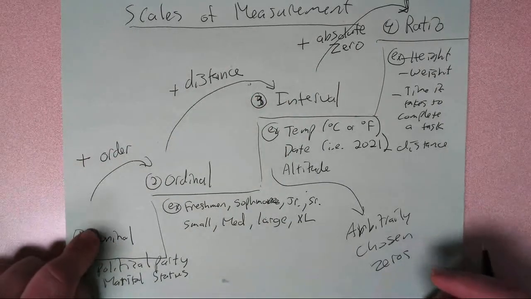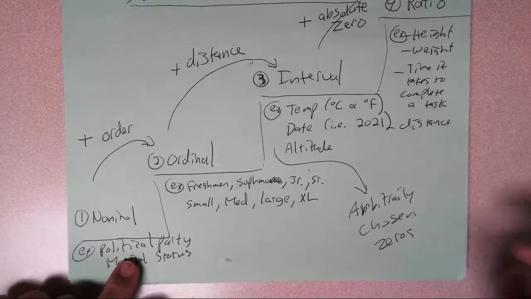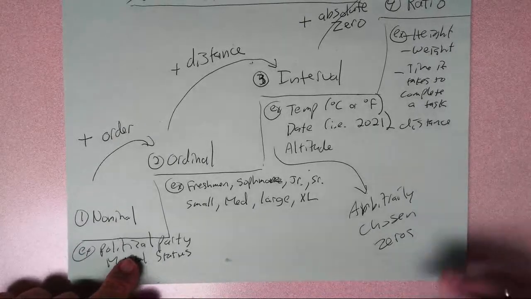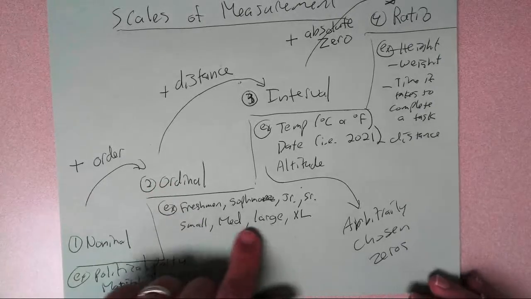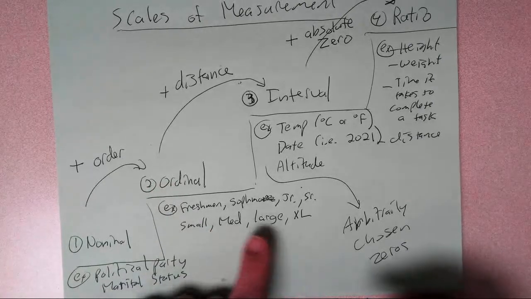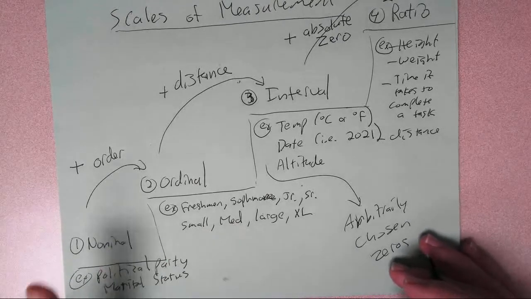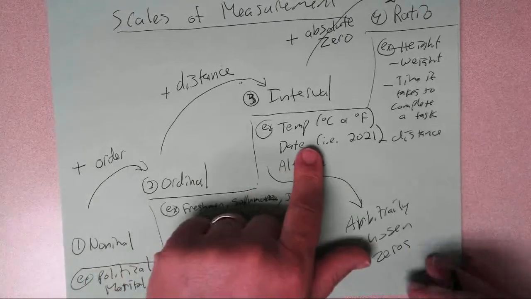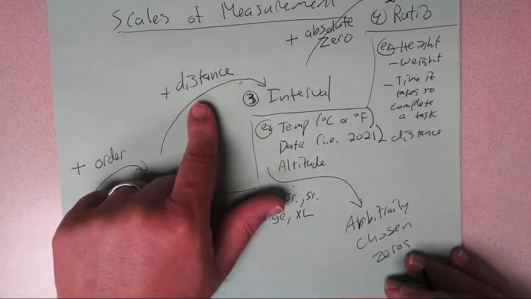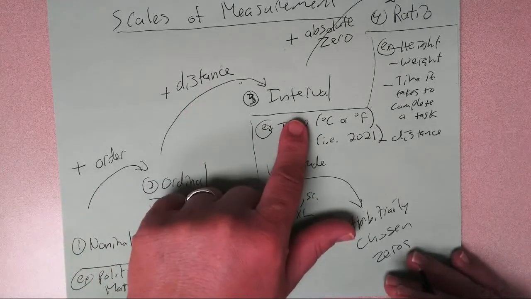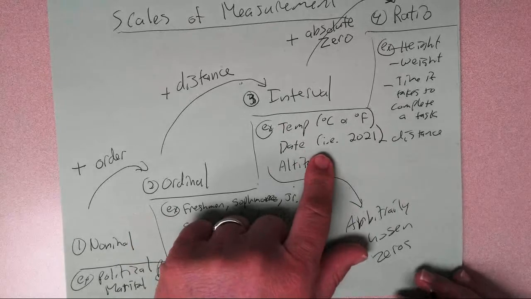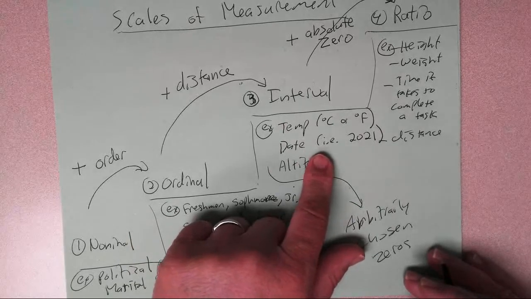Okay, so nominal is the simplest one of all, and you just have different categories. You belong in one category or the other. Ordinal adds order to them, so you can say that one category is before or after the other, something you can't do here. Interval actually gives a distance between values so that you can tell how far apart they are.